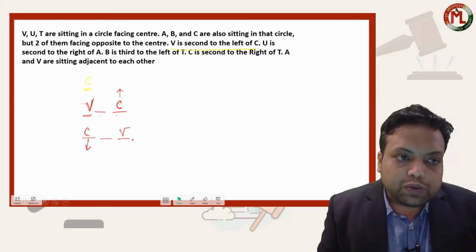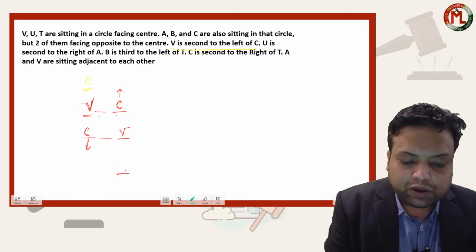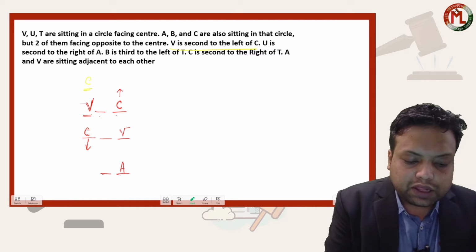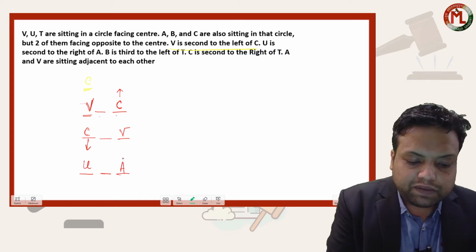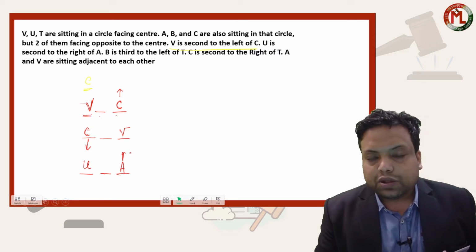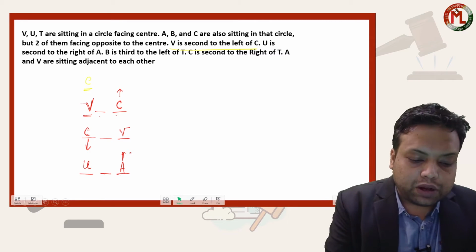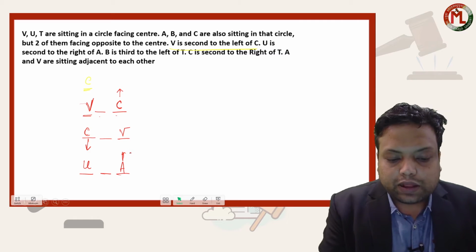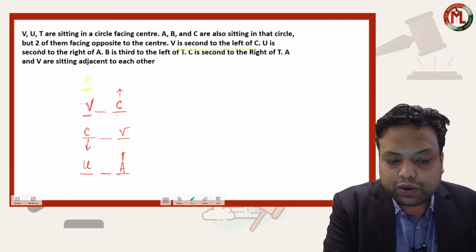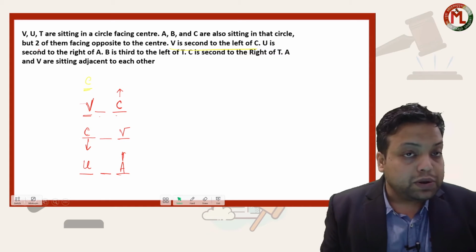Also what they are saying, U is second to the right of A. So A is here, and second right U will be sitting if U is facing towards the center, and if U is facing opposite to the center, then the second case is also possible. But we have already been given that V, U and T are sitting in a circle facing center, whereas for A, B, C we don't know.